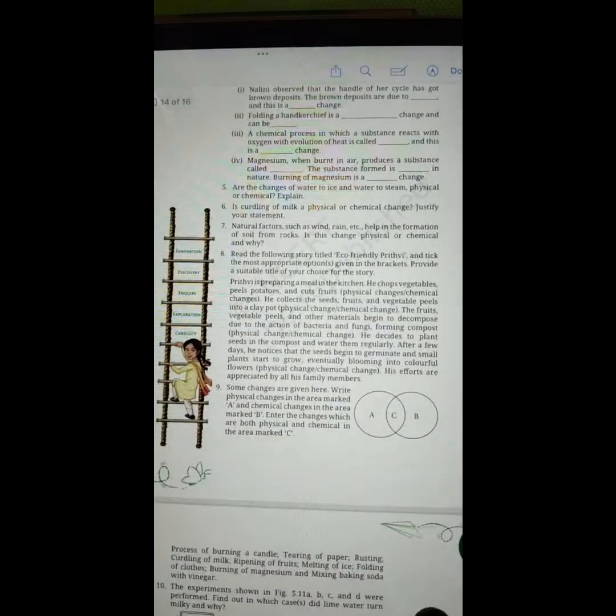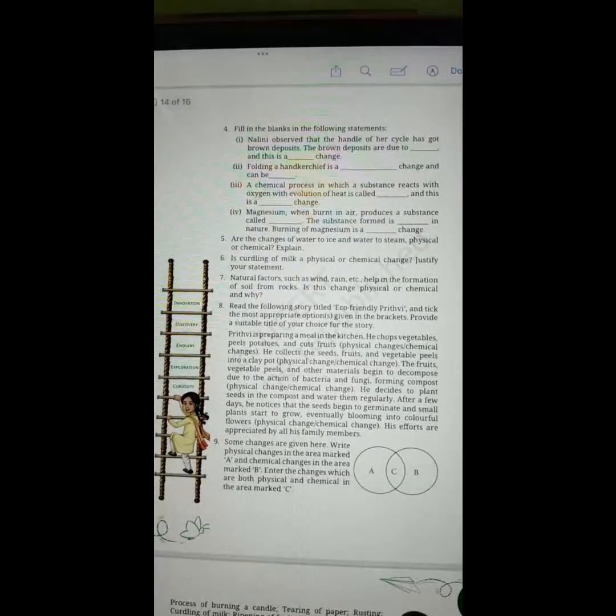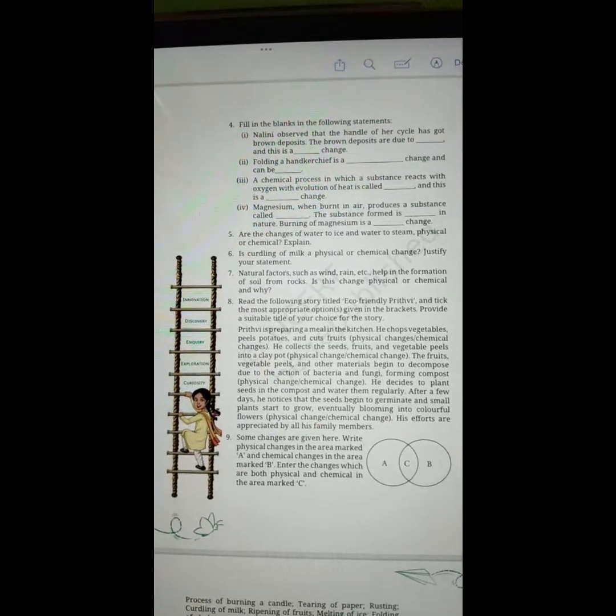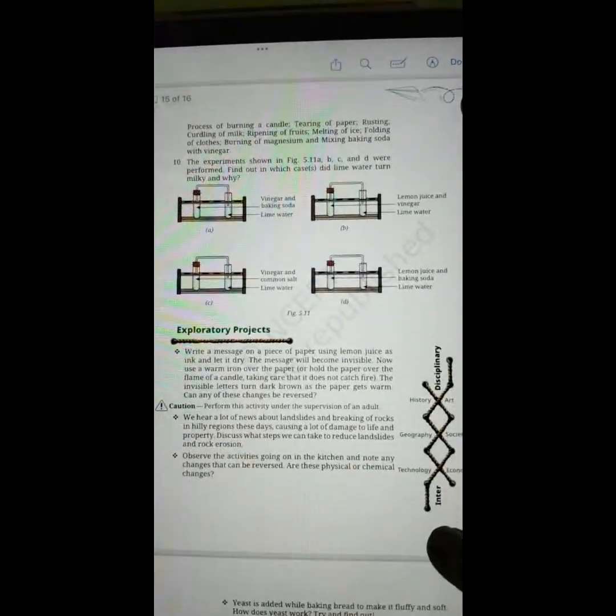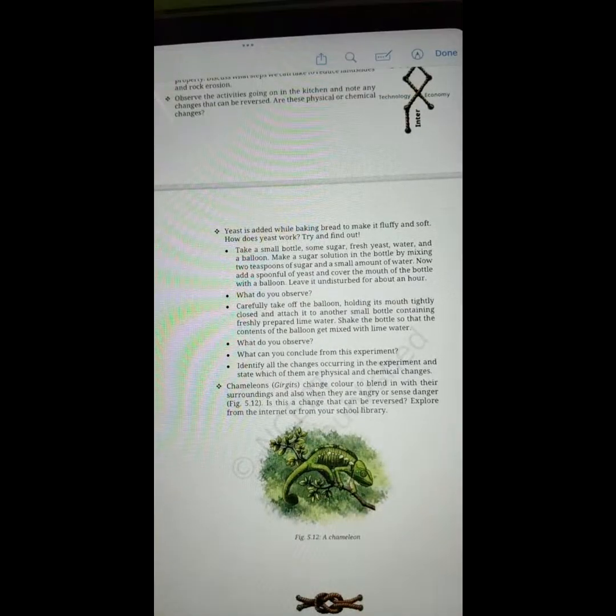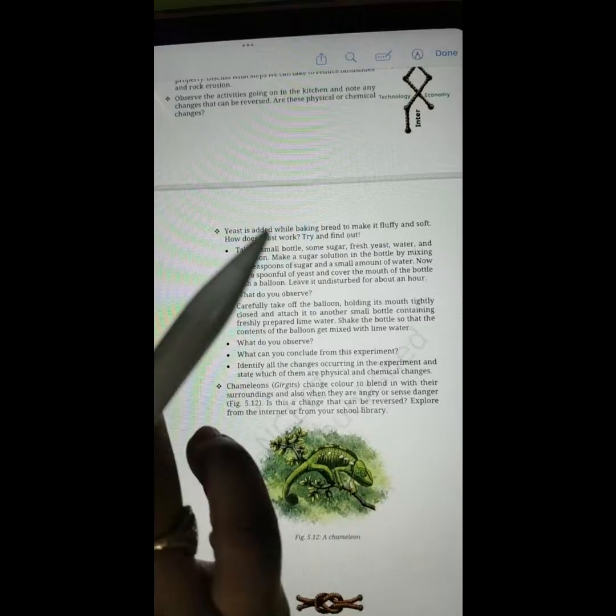So these are the questions. In case you want to attempt all these questions, you can pause the video here. This is the second page for the questions to be attempted. I hope the full screen is visible now. This is another page, question page. In case you want to attempt this page for the physical and chemical changes, you can pause the video and go ahead. Now, this is the last page of the questions.